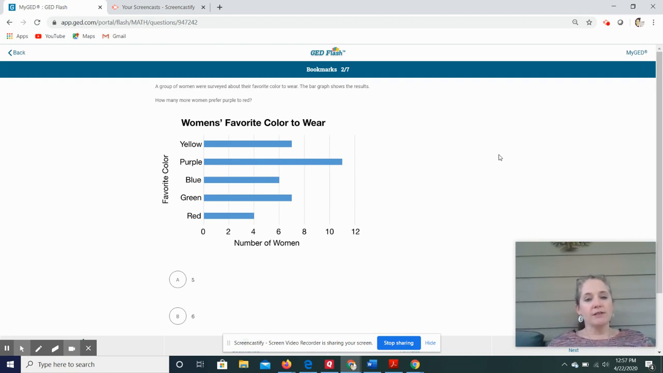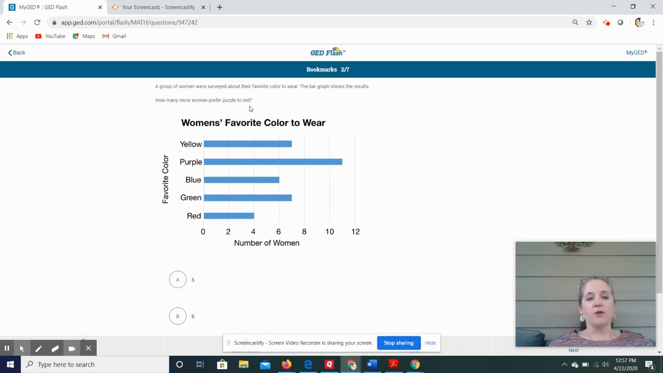Okay, so here is our second one. And this one says a group of women are surveyed about their favorite color to wear. The bar graph shows the results. So women's favorite color to wear. Always look at the title, look at the axis, what's graphed on each axis. The number of women are down here, their favorite color is up here. Okay, so this is a bar graph.